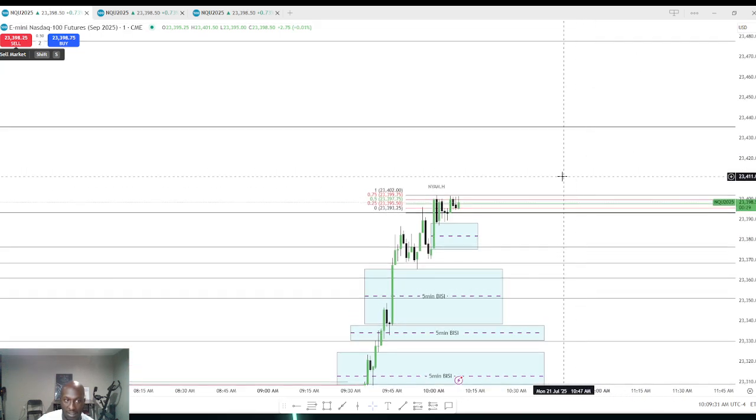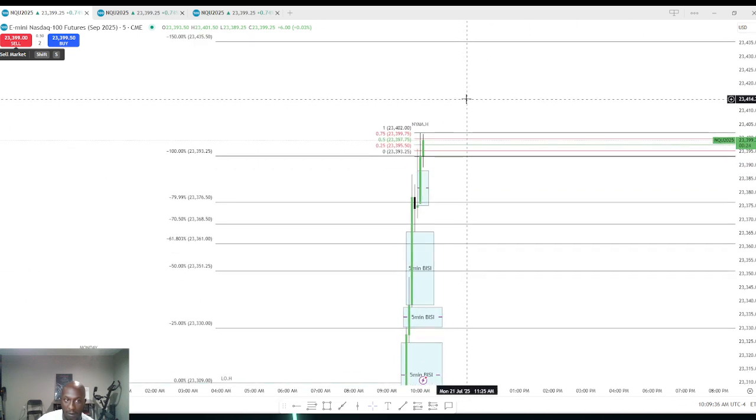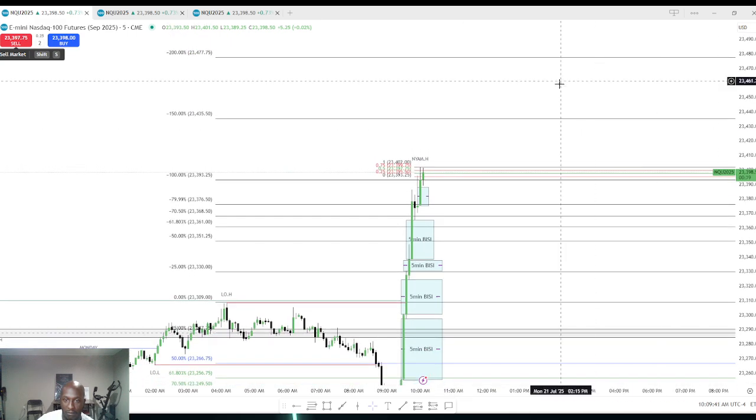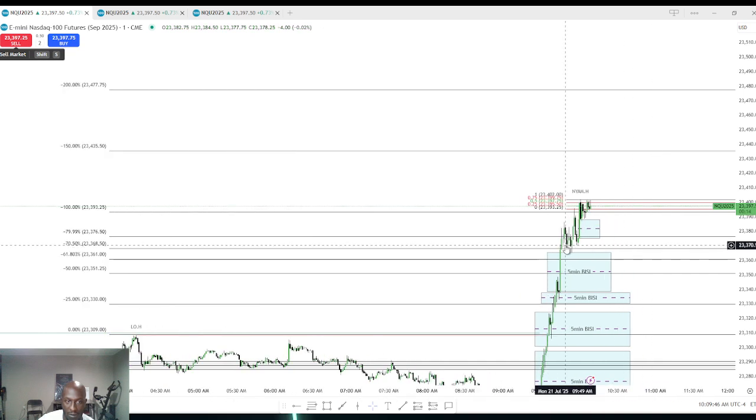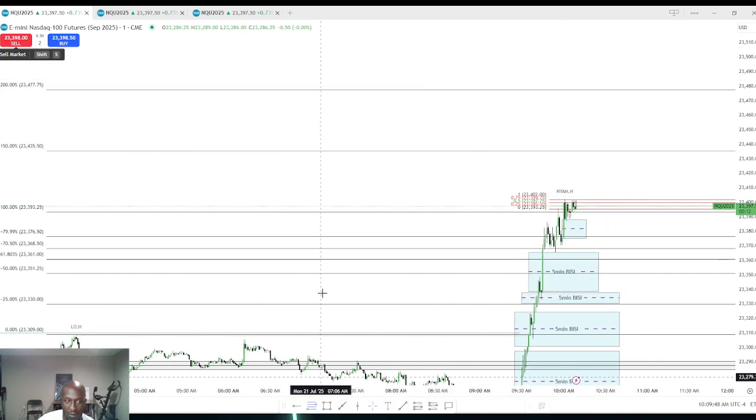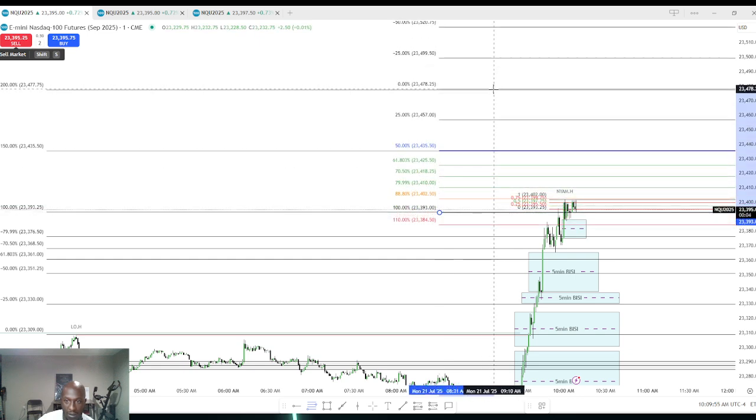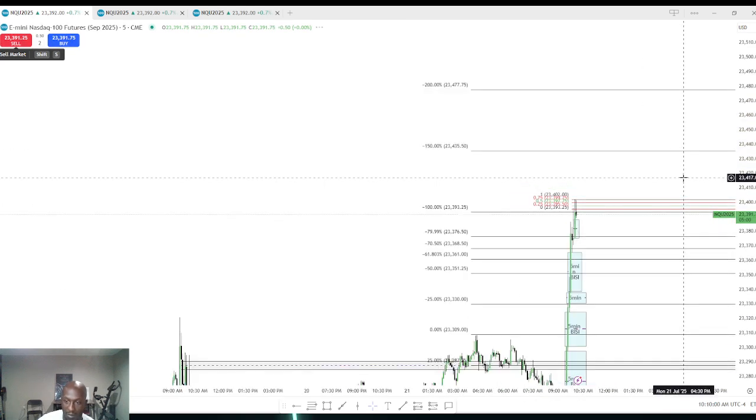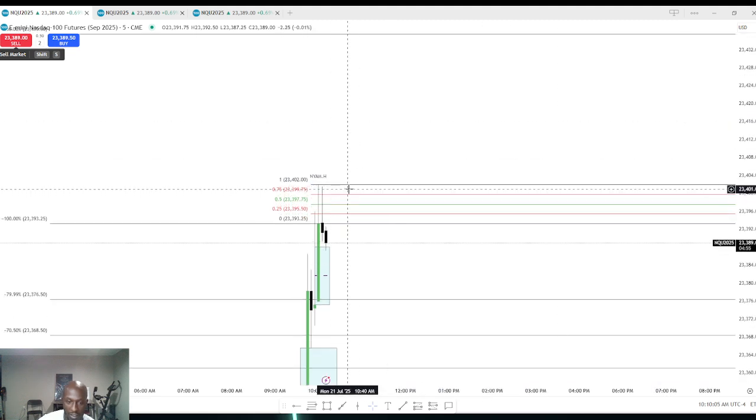But then again, we don't want to chase price either. And then if I want to, we can take it from this 100. So anything below that, there we go. But again, I'm not sure if we're going to continue to climb higher. We're starting to break down. I measured this wick. We're starting to break down.